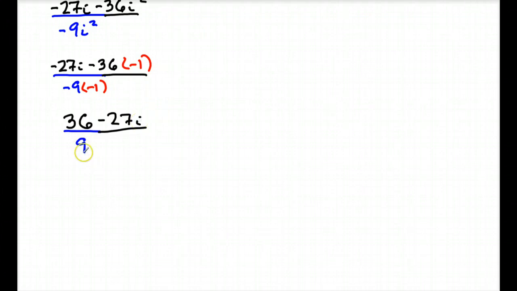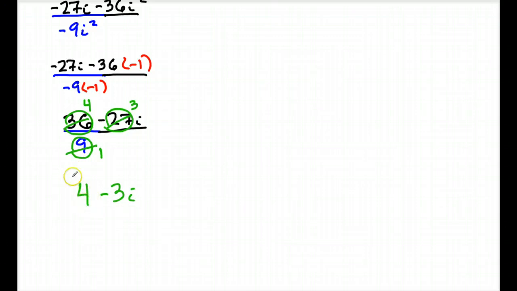We're going to look at the whole numbers in our fraction here, and if this number, and this number, all three are divisible by the same number, which they are, they're all divisible by 9, you can go ahead and reduce this further, but it has to be all three of these numbers here. So I'm going to divide 9 by 9, which is 1, 36 by 9, which is 4, and 27 by 9, which is 3, and this whole answer is going to simplify to 4 minus 3i all over 1, or just 4 minus 3i. So that would be my answer.